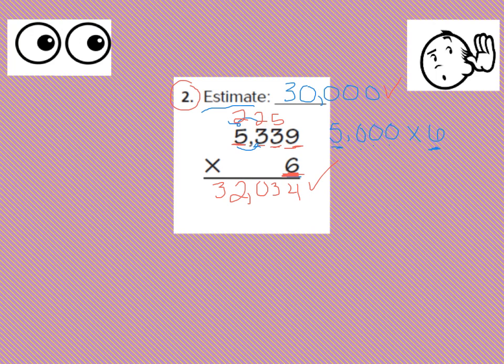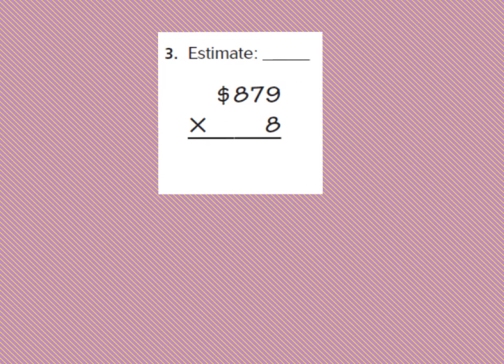Now let's try one by ourselves. Now let's look at number 3. I have so much confidence in you guys, I'm going to let you guys try this one on your own. So we have 879 times 8. We need to make sure we find the estimate first and then multiply using regrouping. Remember, if you get stuck, rewind the video and watch how I multiplied the first problem that we did together. So go ahead, pause the video, try this on your own, and come back to me when you're ready to check your answer. Good luck!